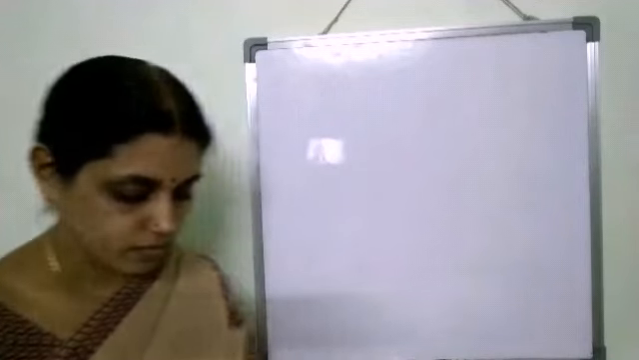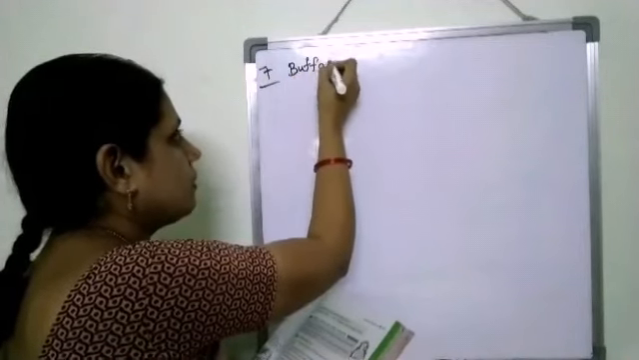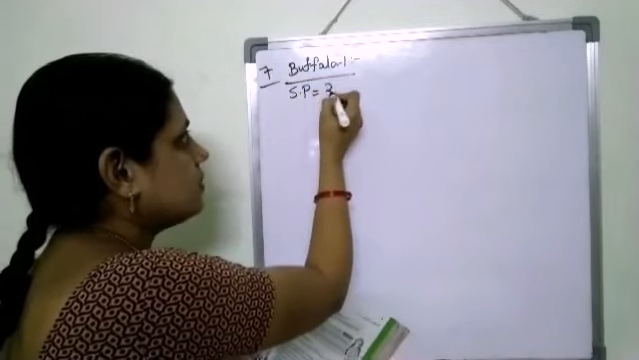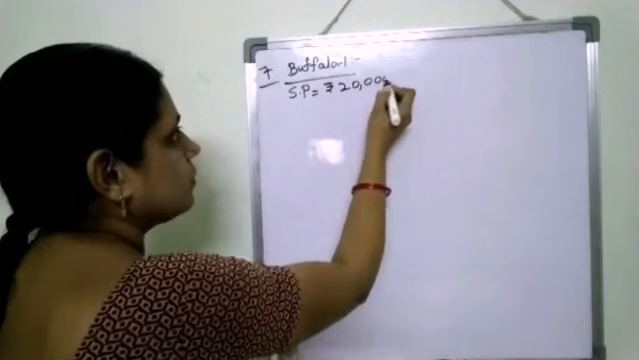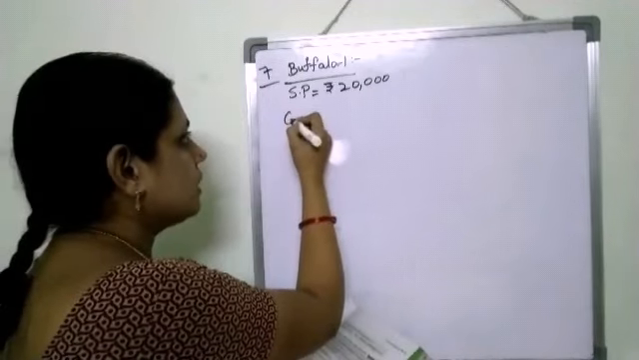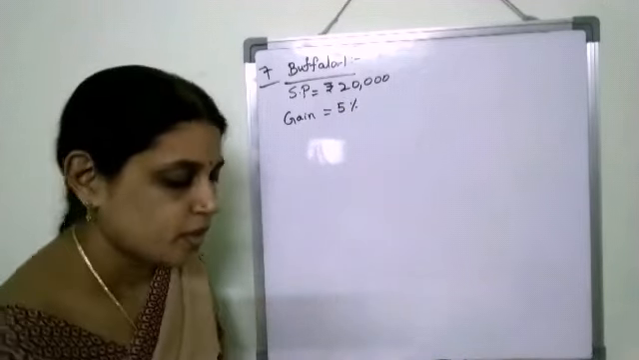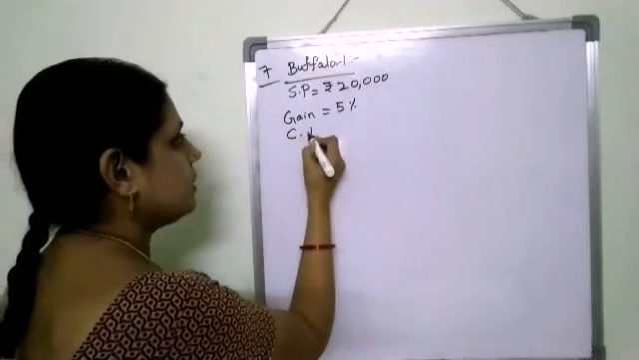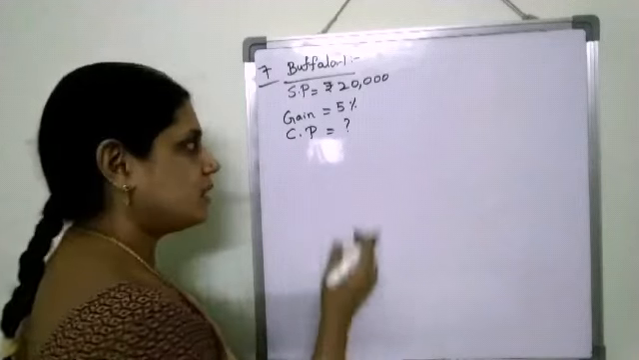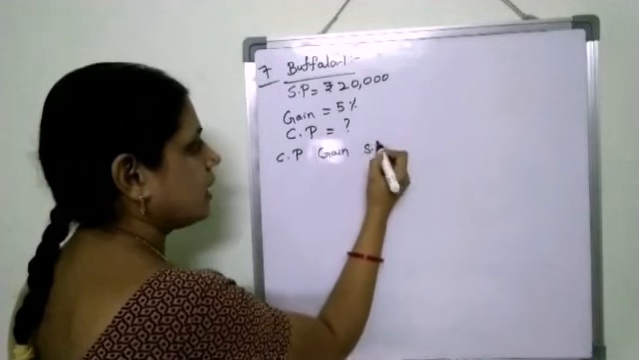Okay, separately. So let us write the given data. Here first I am writing buffalo 1, first buffalo. So here what is the given data? SP equal to 20,000 rupees. And on the first buffalo he got a gain of 5%. So gain or profit, anything you can write. Gain equal to 5%. Okay. Now what do you need to find out first? CP of buffalo 1. You have to calculate. So here also definitely we can apply the 3-column method. That will be easy for you. So here CP, gain and SP.